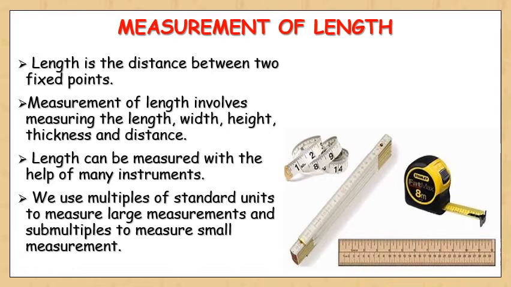Now, you know that the SI unit of length is meter. And you know that we cannot use a single unit of measurement to measure everything. Depending upon the size of the object we need to measure, we have to choose an appropriate unit that is more convenient. So for convenience, we use multiples of standard units to measure large measurements and submultiples of standard unit to measure small measurements.